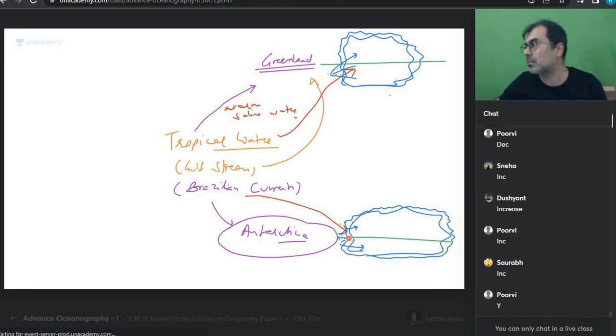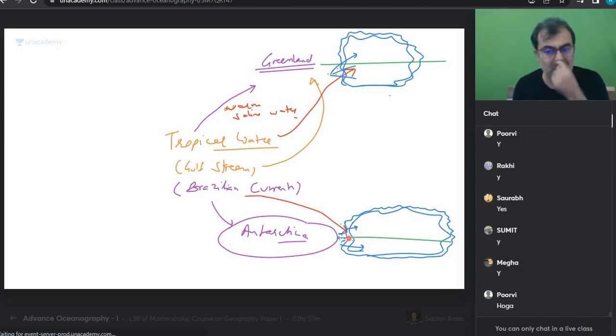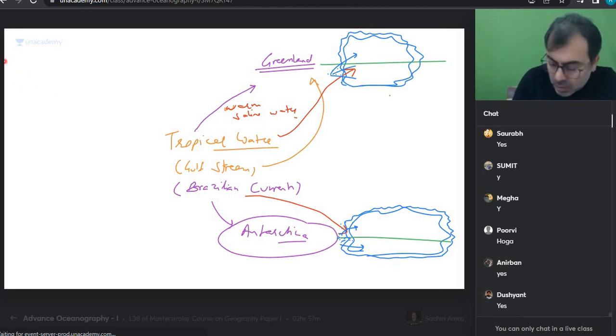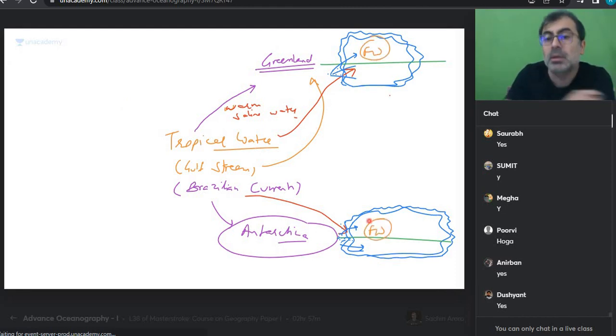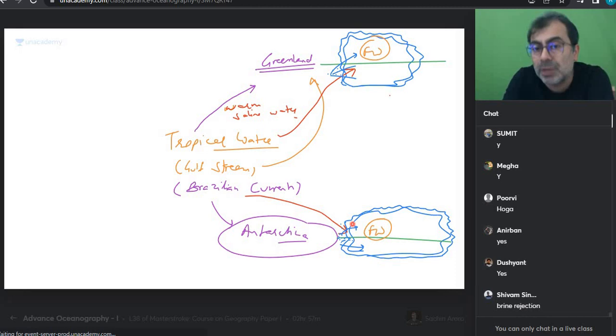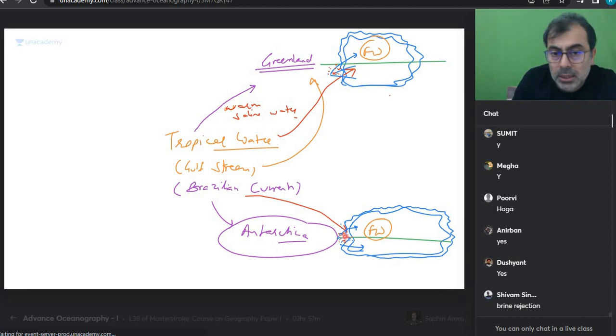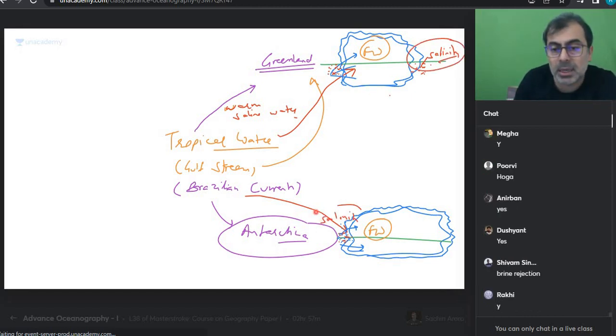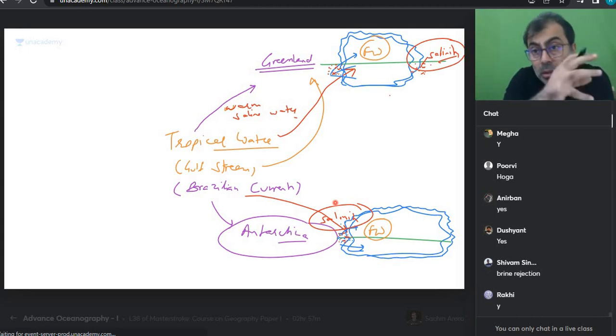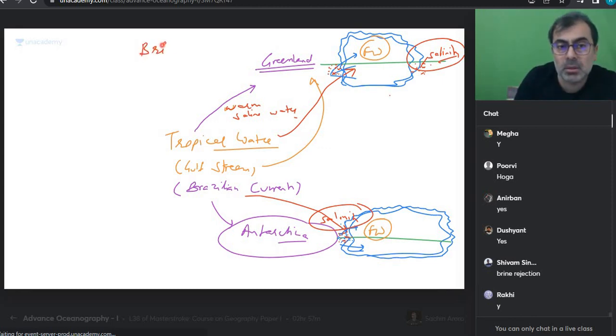Quickly tell me, will it or will it not? It should. Perfect. But the problem is that what freezes is only water, not salt. This is fresh water. Glaciers are fresh water. So what happened to the salt? Salt was left. So near Antarctica, near Greenland, the water becomes saltier. Salinity is higher. Do you understand why? Because the water went into getting frozen, and the salts were left behind. This leaving behind of salt is called brine rejection.